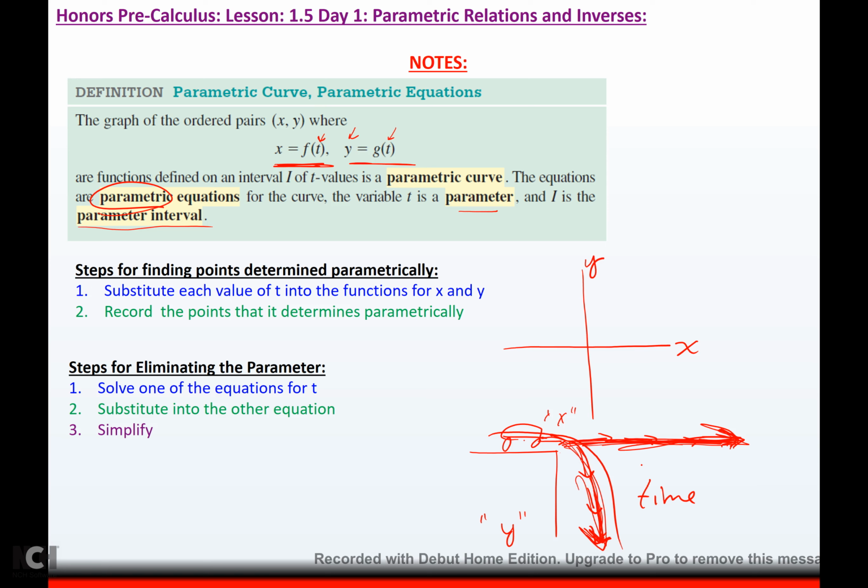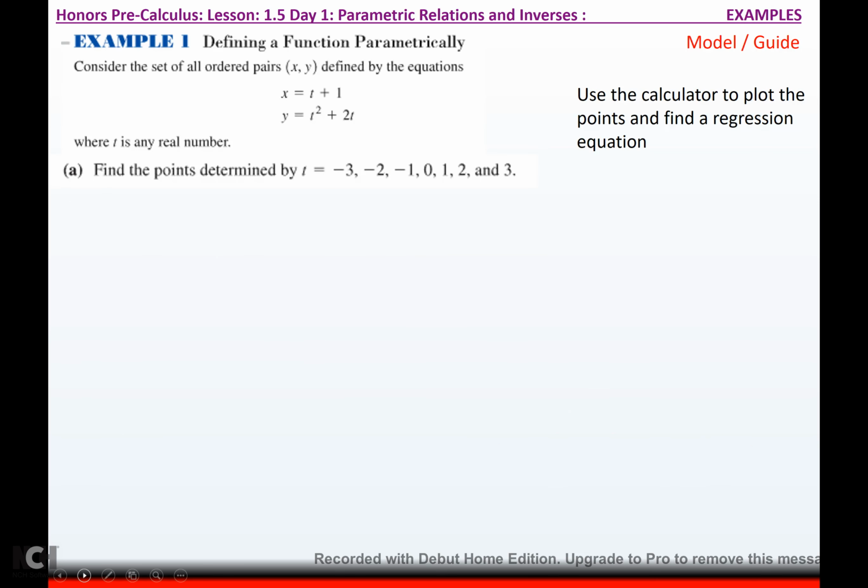So, steps for finding points determined parametrically. Substitute each value of t into the functions for x and y. Record the points that it determines parametrically. To eliminate the parameter, and that means to get rid of the t and get it right back into what we're used to, which is just x and y, solve one of the equations for t, substitute in the other equation, and simplify.